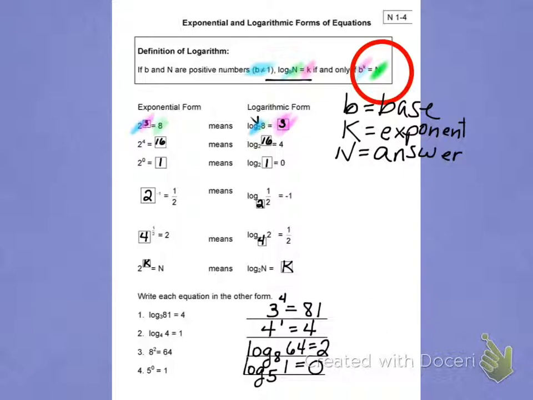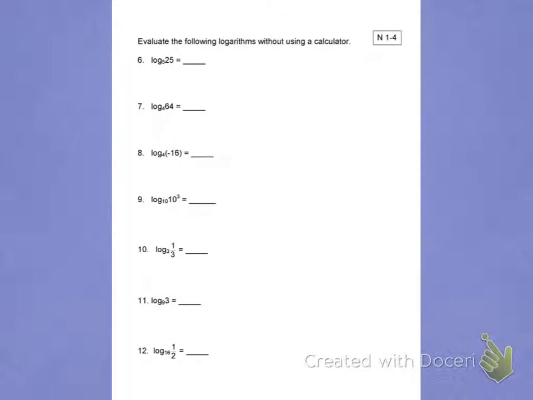So that finishes that first page of notes, kind of going back and forth from exponential form to log form.